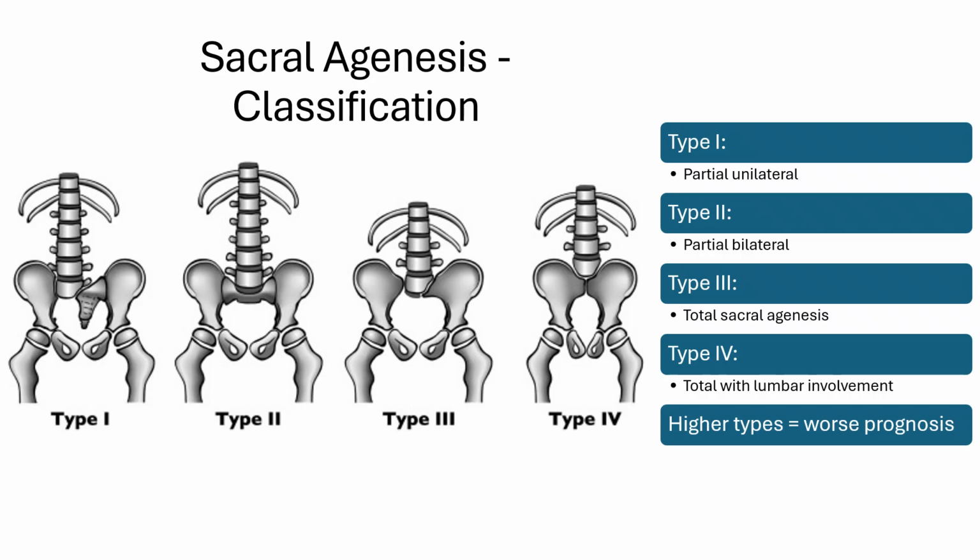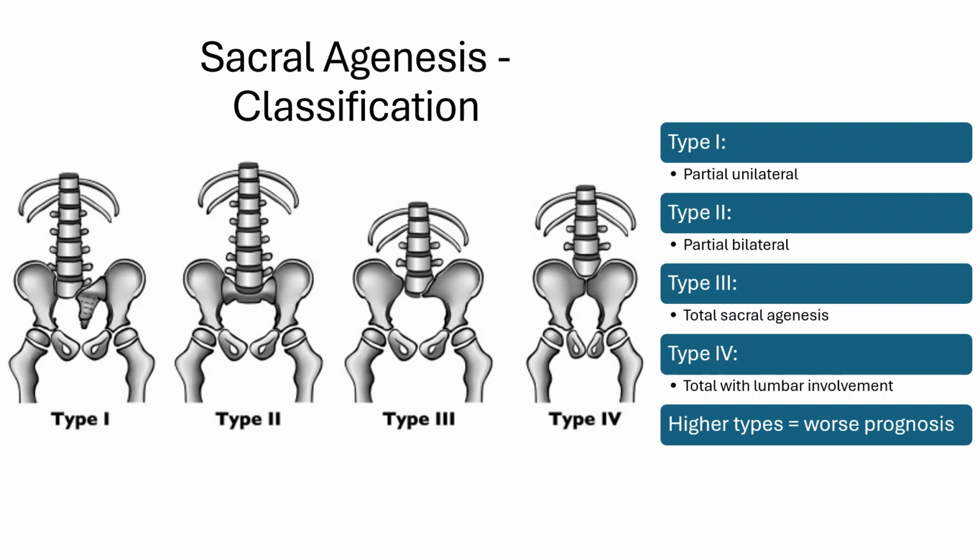The classification system for sacral agenesis helps you understand both the anatomical extent of the defect and its functional implications. Think of this classification as describing how much of the foundation is missing from our building analogy. The more extensive the absence, the more unstable the entire structure becomes. Type 1 represents partial unilateral sacral agenesis, where only one side of the sacrum fails to develop completely. Picture this as having half of your foundation missing. While problematic, there's still substantial structural support remaining.